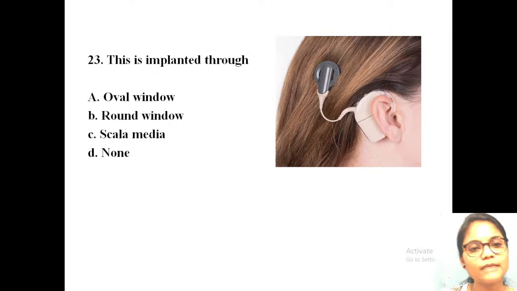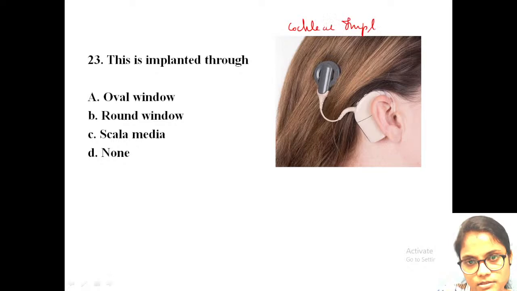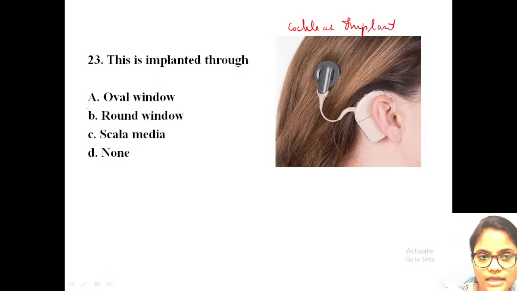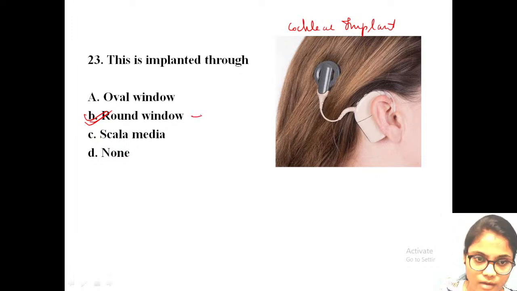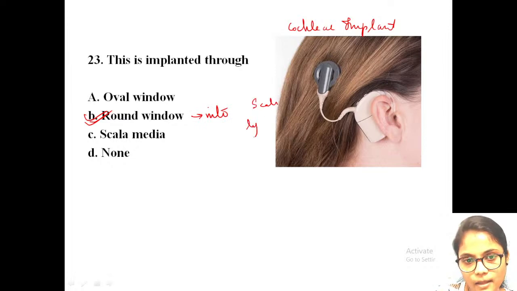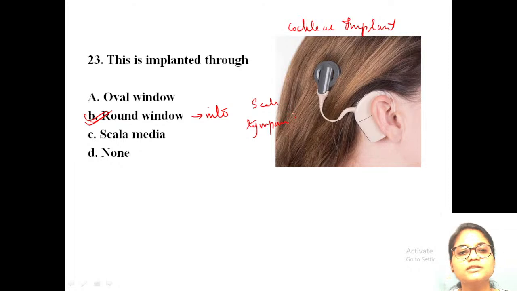This is implanted through. What is this and where it is implanted? Any idea? Yes, this is a cochlear implant. And this is implanted through the round window. And especially round window into which scala? That is your scala tympani. That is very important, where they are placed, into which they are placed, and how they are placed. It is a kind of a stimulator where we use it as a hearing aid.